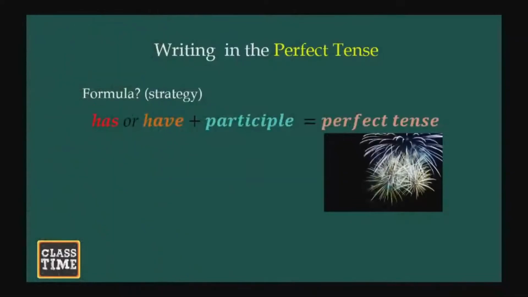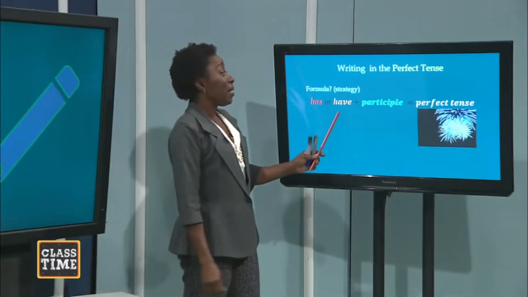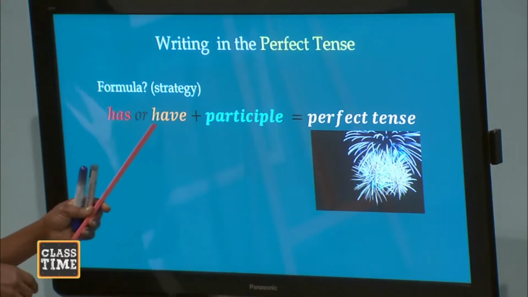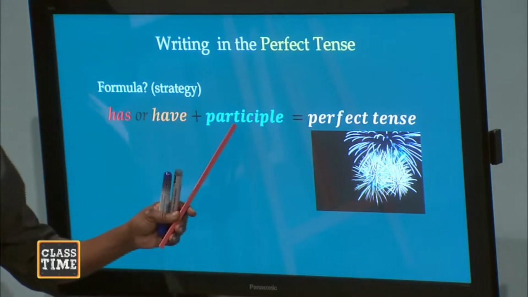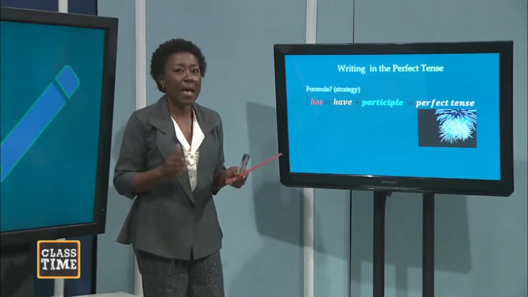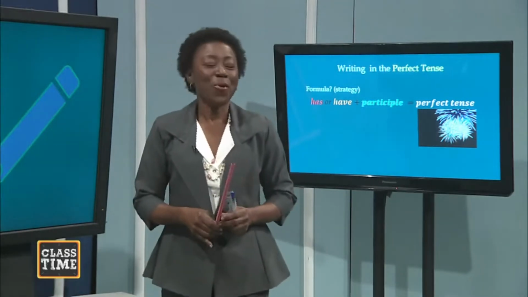Here we go now. This is the formula. How do I form the perfect tense? I use has or have and the participle form. Mathematics. Has plus participle is equal to the perfect tense. Or if it is more than one, have plus participle is equal to the perfect tense. The exception to the rule with the subject is I and you. Those always use the plural form, which is have. You get that?